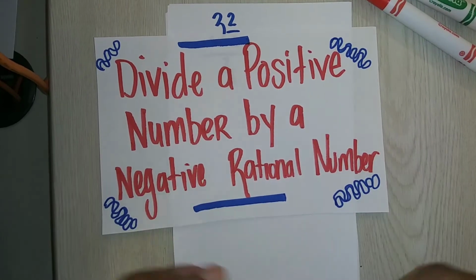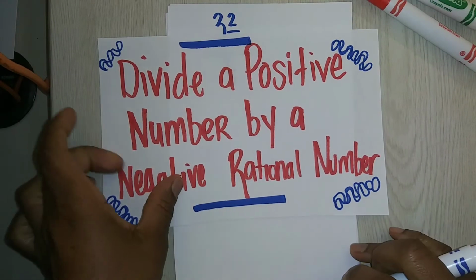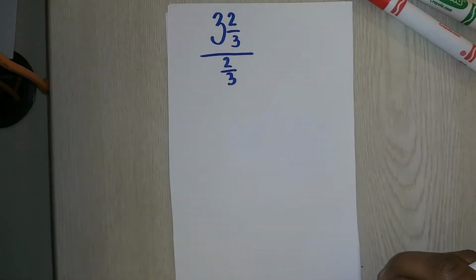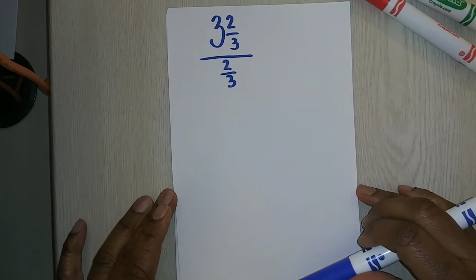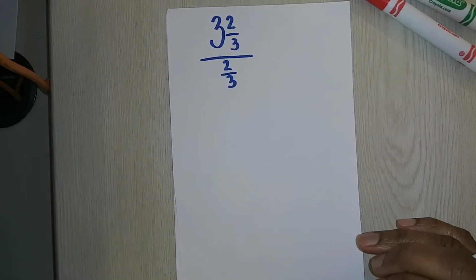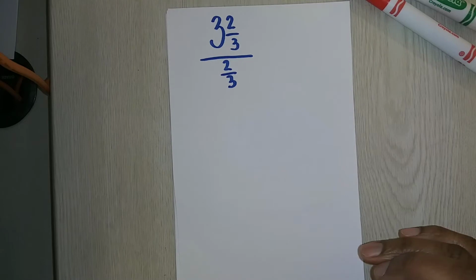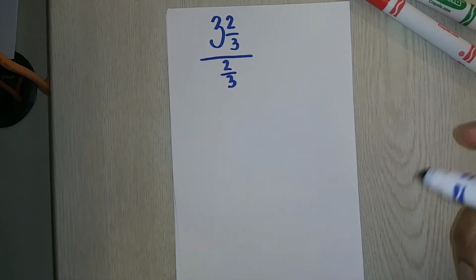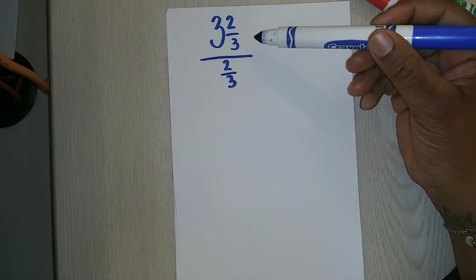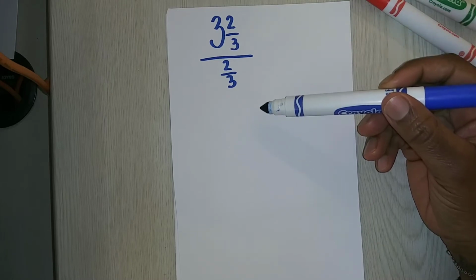In this video, we will divide a positive number by a negative rational number. Here we have 3 2/3 divided by 2/3. This is what's considered a complex fraction. A complex fraction has a fraction in both the numerator and denominator.